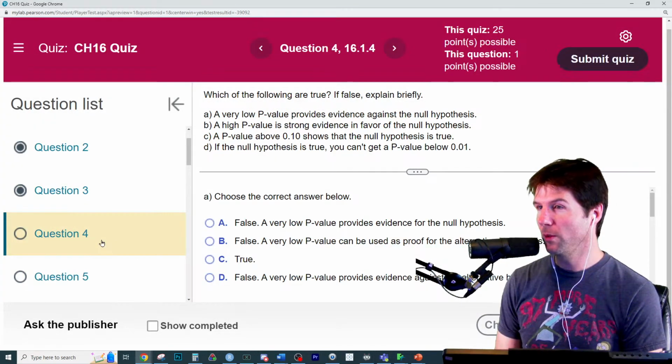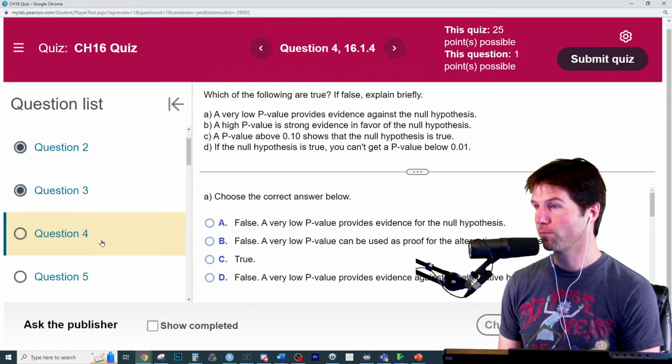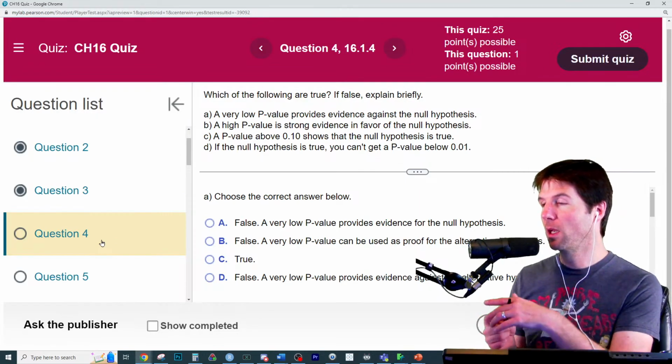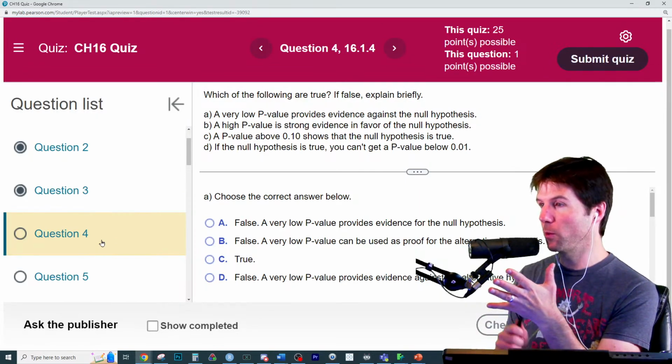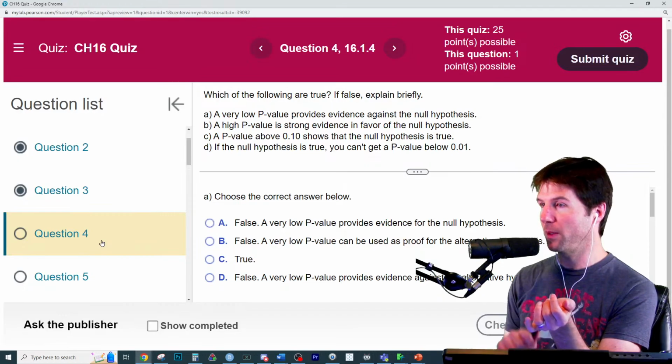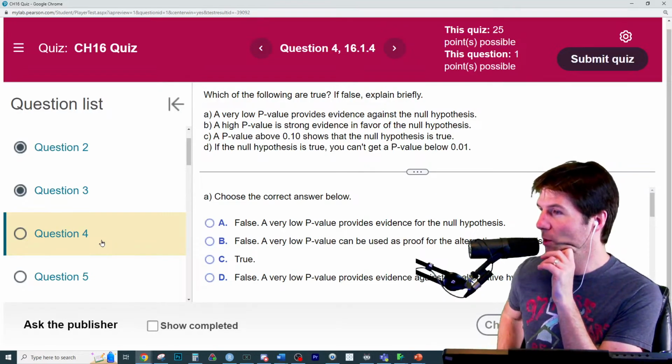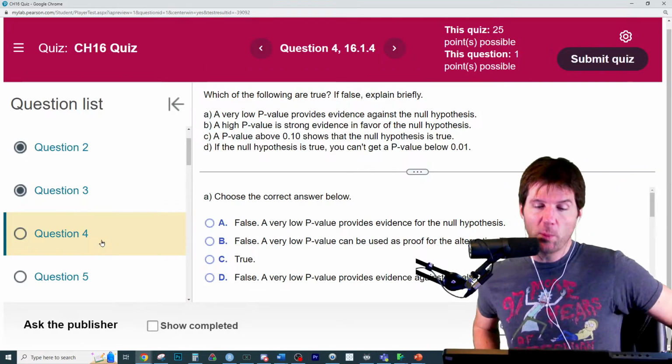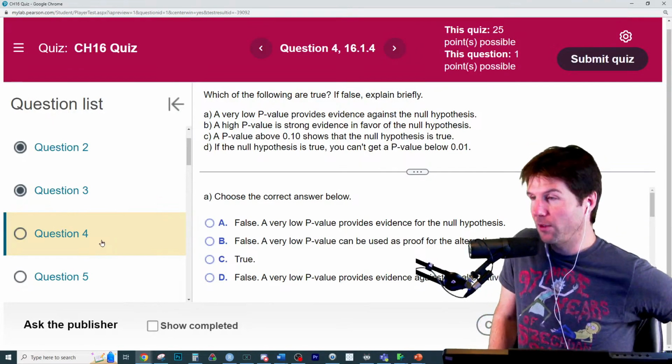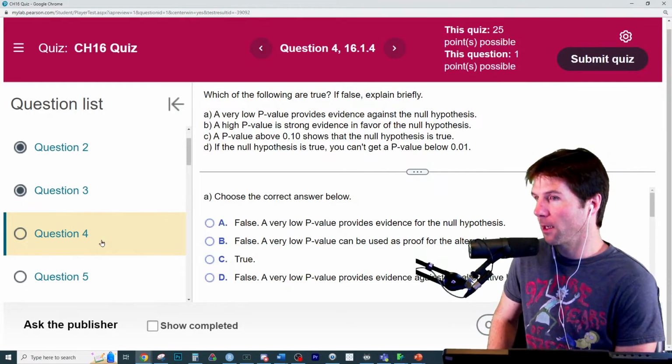Which of the following is true? A very low p-value provides evidence against the null. True or false? When you have a low p-value, what do you usually say? My p-value is low, so I blank the blank. Good, two questions. I like it. Does a low p-value provide evidence against the null? Yes or no? What do you think?